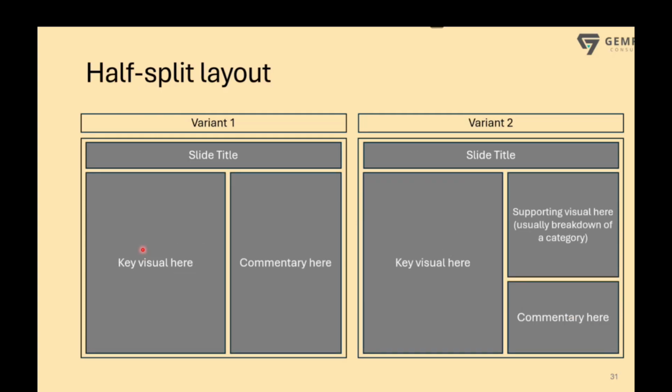Next is us going into hub split. Hub split is what you already saw earlier on in variant 1. I have that slide title. My key visual is probably here. This is the financial visual, if you remember. I have my slide title, which is my anchor statement, and then my key visual is the IBCS compliant financial report.